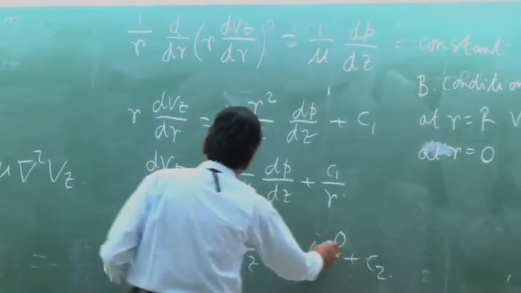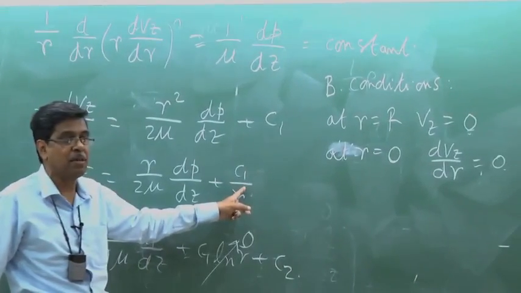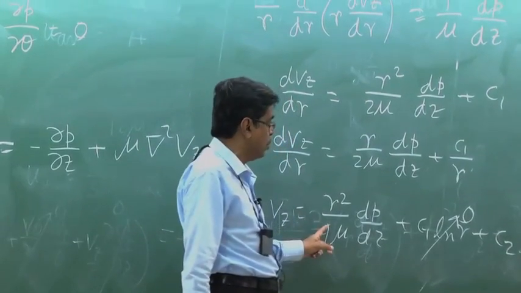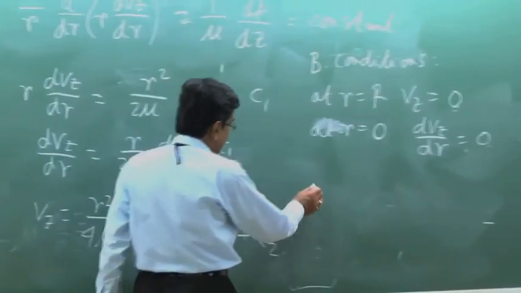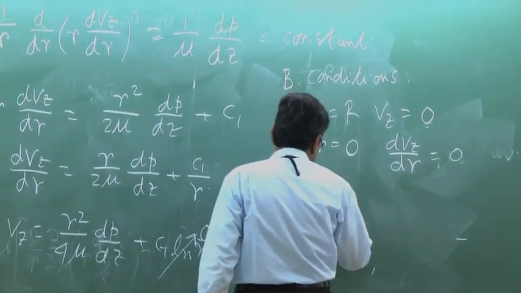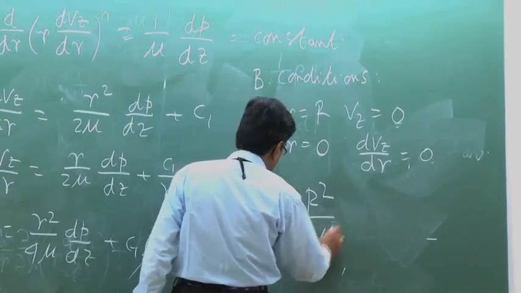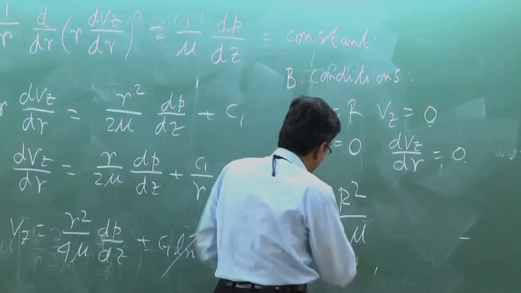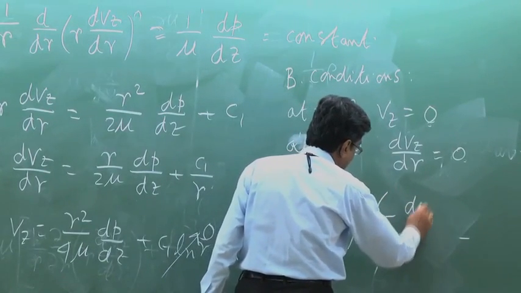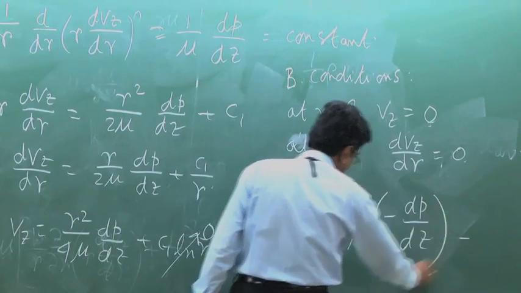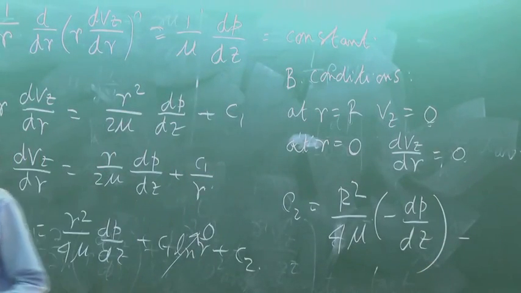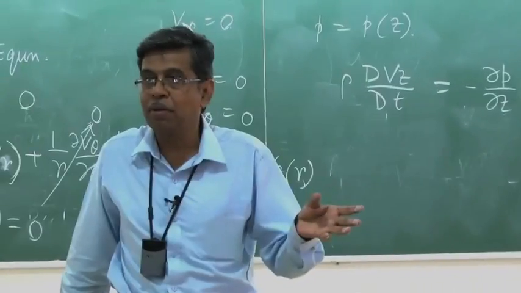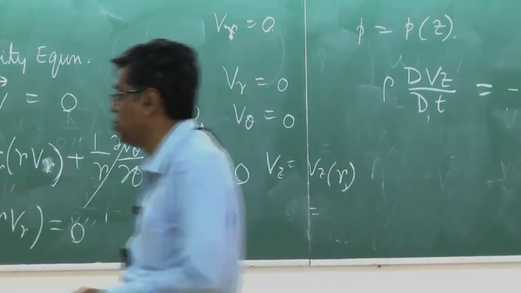And similarly in the dvz/dr term, this term cannot happen to have a singularity. So therefore this term will not come at all, and this becomes symmetric about r is equal to 0. And if you put that, you get C2 is equal to capital R square by 4 mu into minus dp/dz. This is my technique of writing always, minus dp/dz, to show that plus minus should be associated with dp/dz, to have an understanding with the favorable and the adverse pressure gradient depending upon the situations.